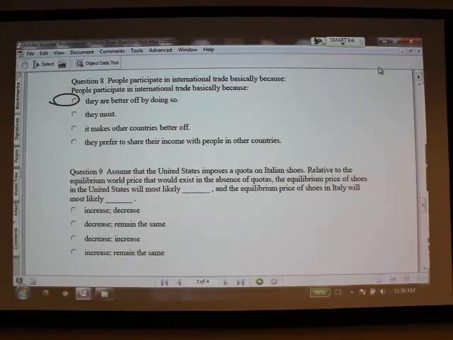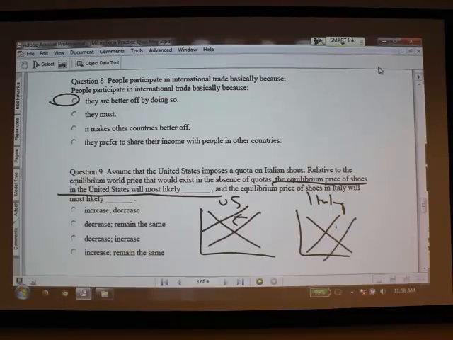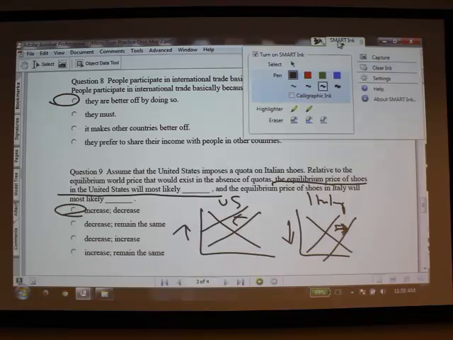Question 9, assume that the U.S. imposes a quota on Italian shoes. Then the equilibrium price of shoes in the U.S. will most likely increase, right? Because you have supply and demand for shoes. Now, because there's a quota, the supply falls in the U.S. What about in Italy? Well, they also have a supply and demand for shoes. And what happens in Italy? The supply increases because now fewer shoes are shipped to the US. So here the price rises, here the price falls. So in the US, the price will most likely increase. In Italy, it'll most likely decrease.